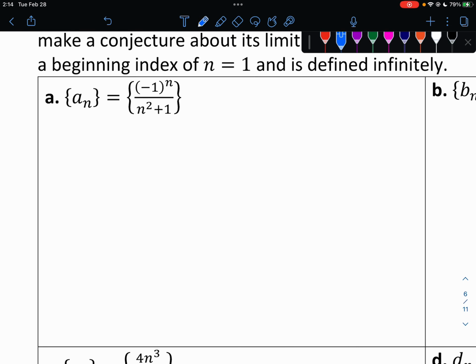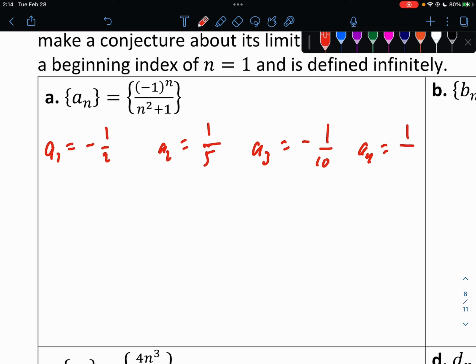So for A, our first term is negative 1/2. Our second term would be 1 over 5. Our third term would be negative 1 over 10. And our fourth term would be 1 over 17, looks like. Okay.